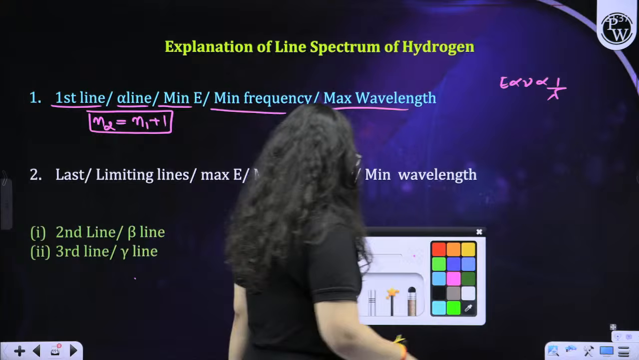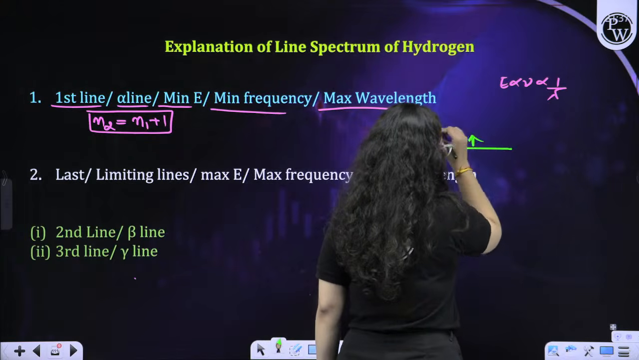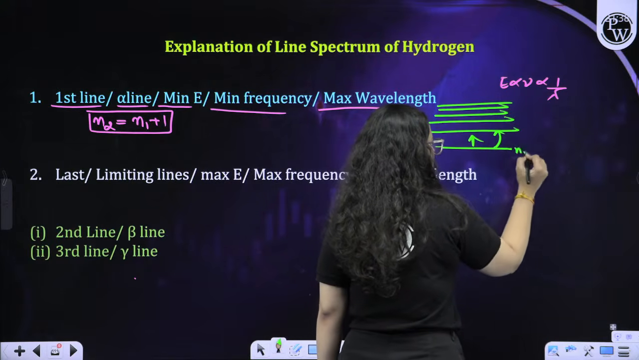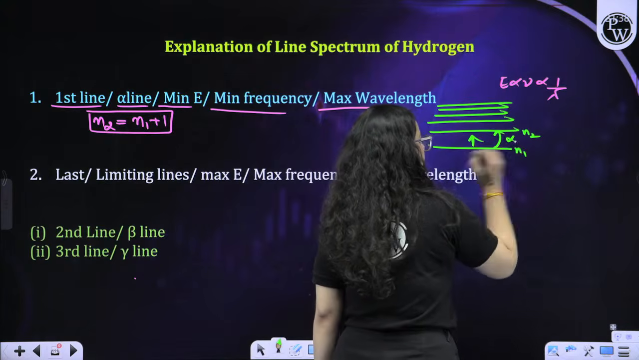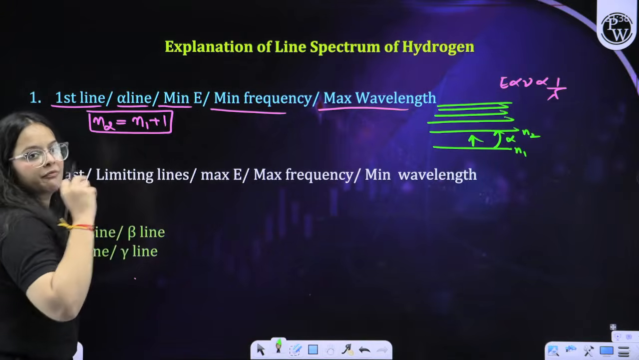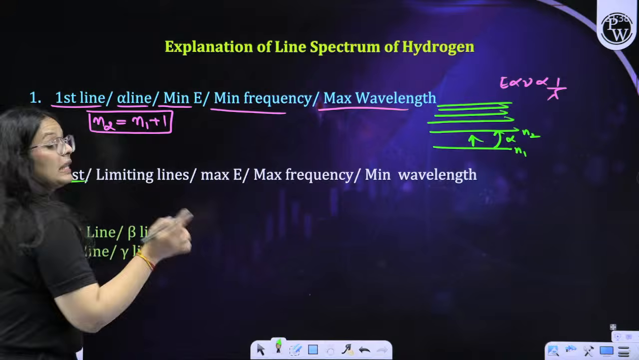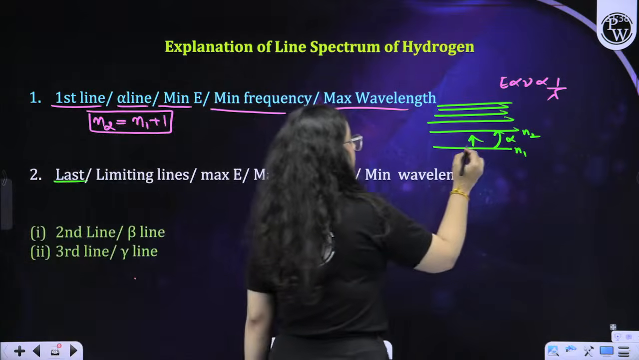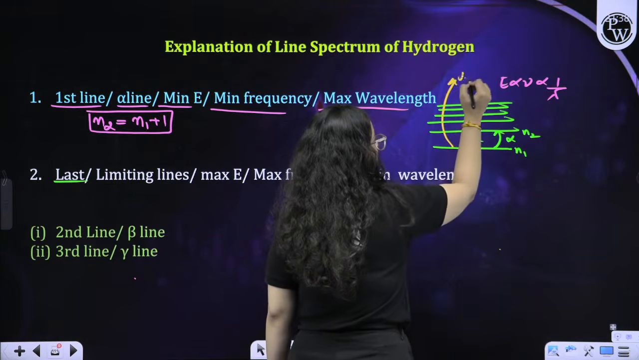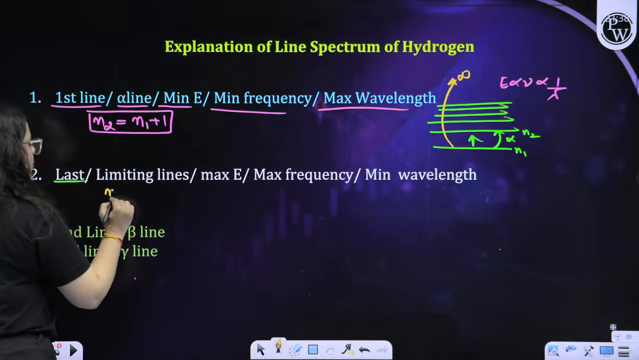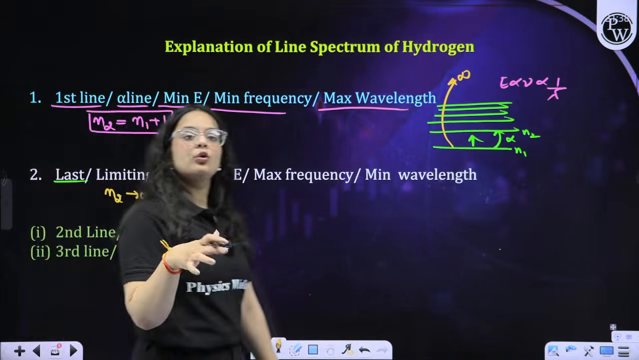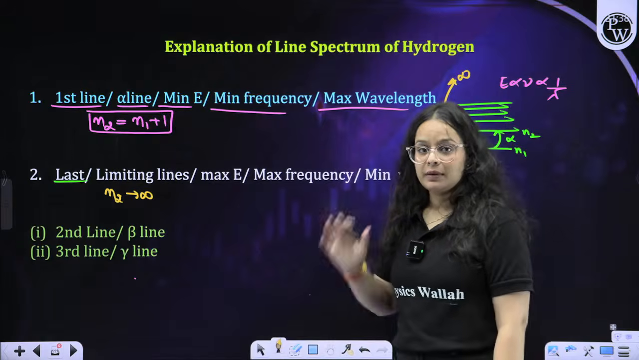For example, if hydrogen has the electron over here, these are the different energy levels, right? So just an upward transition from 1 to 2. This is the alpha line: minimum energy, minimum frequency, maximum wavelength. Moving on to the last limiting line. The last is when the electron transition is from whatever energy level we are discussing to the infinity level. So here N2 comes out to be infinity. The transition is from N1 to N2, and N2 is infinity. This is the last limiting line, right everyone?